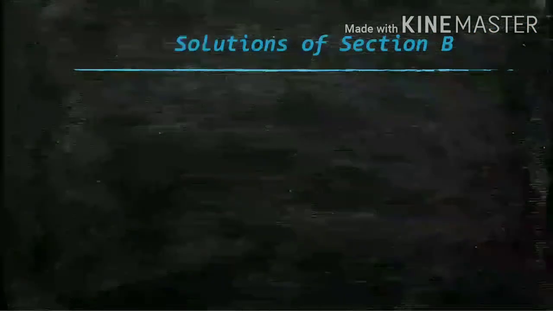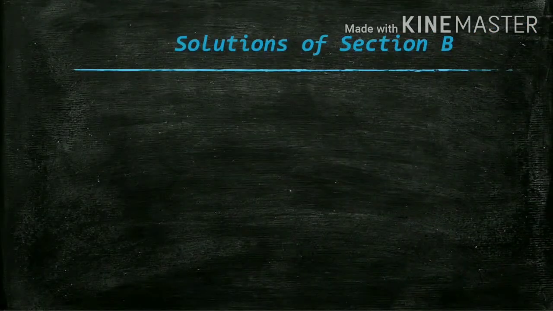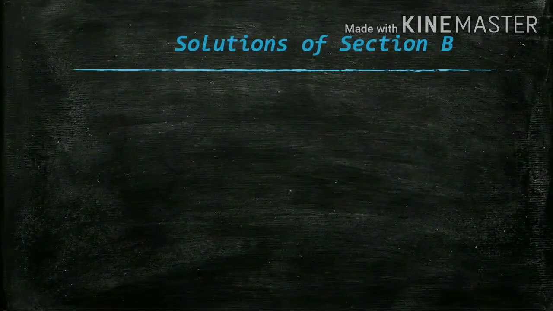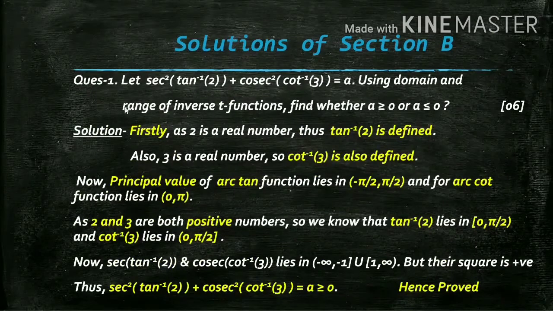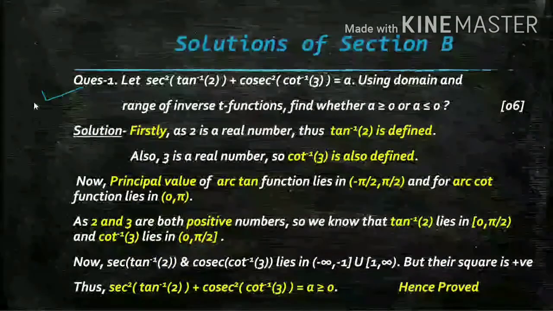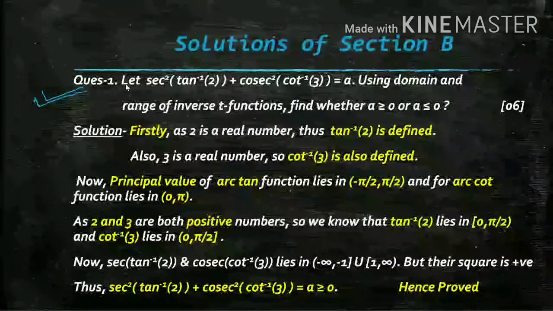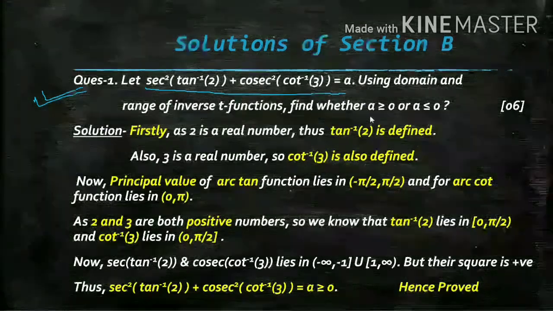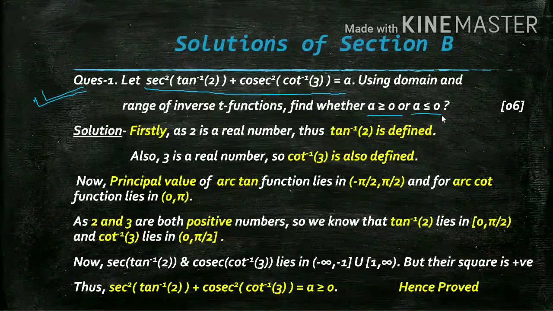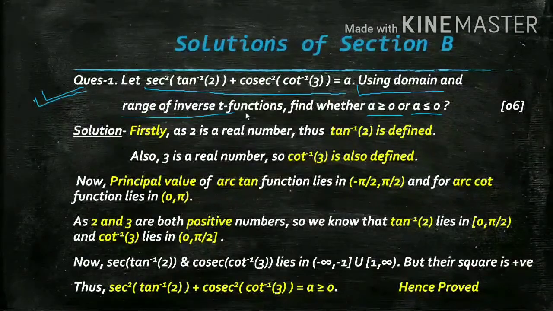Now this section has some of the questions that require some calculations. Otherwise, it's also very easy. So the first question on your screen basically asks you to find whether A is positive or A is negative. Just this, but you need to use this domain and the range concept for the inverse function.